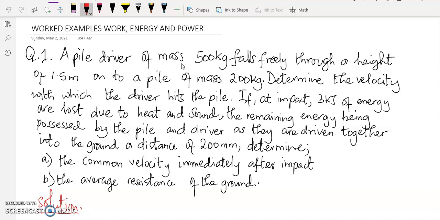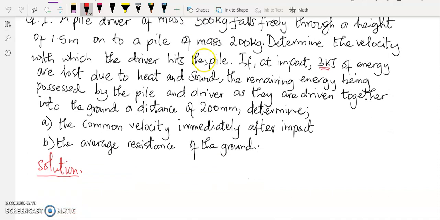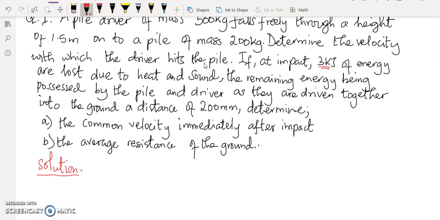Determine the velocity with which the driver hits the pile. If at impact 3 kilojoules of energy are lost due to heat and sound, the remaining energy being possessed by the pile and the driver as they are driven together into the ground a distance of 200 meters, determine the common velocity immediately after impact. Then question number 2 is determine the average resistance of the ground. So let's see how we can go about this question.